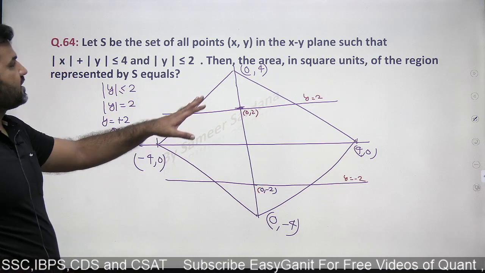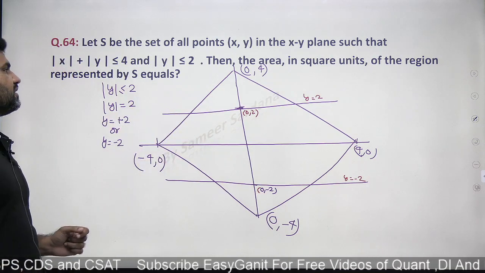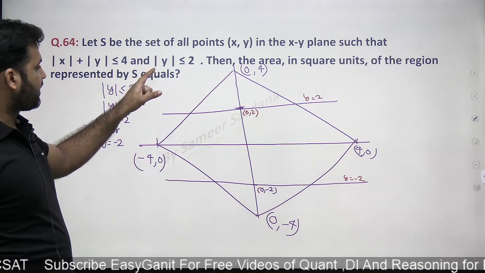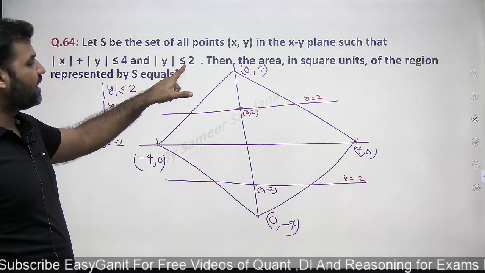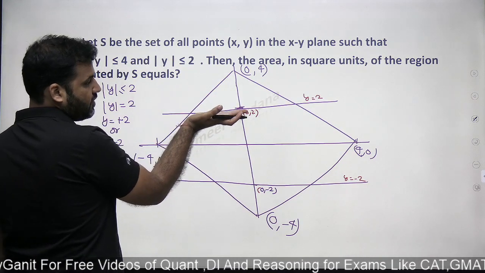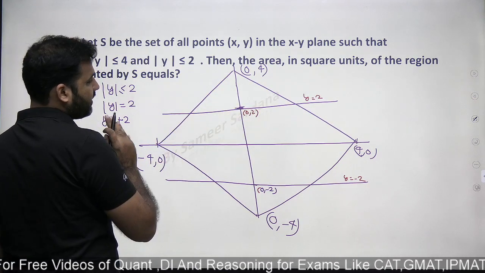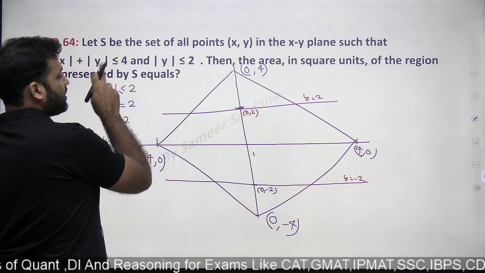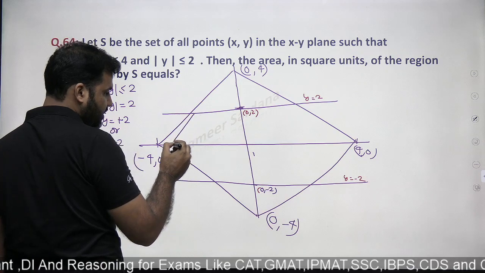What I want is the area in square units of the region represented by S. That means which satisfy both of these. Okay. I want mod of y to be less than equal to 2. That means I need y to be less than equal to 2, that means it should be lower than this line or upper than this line, right? And it should also satisfy this. That means this is the region I'm looking for.